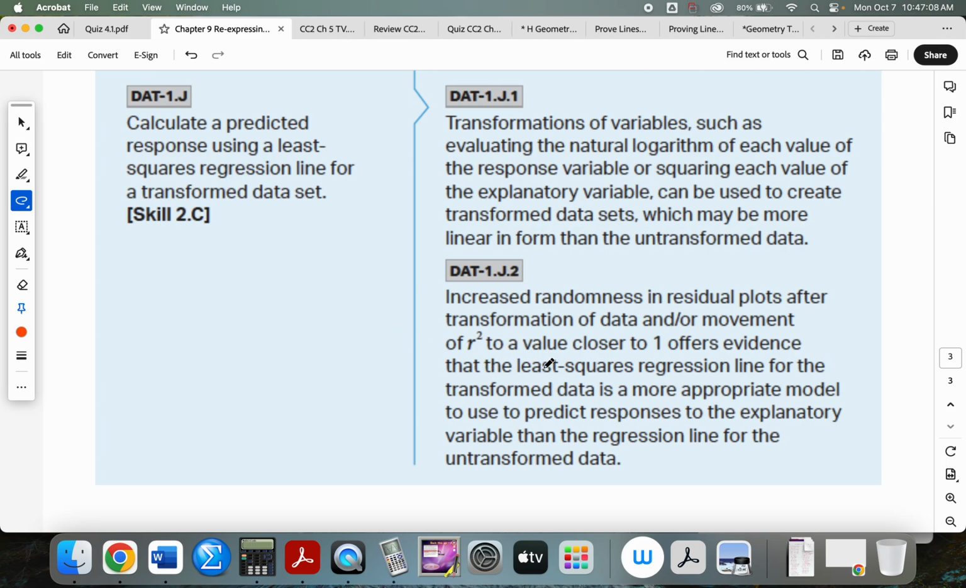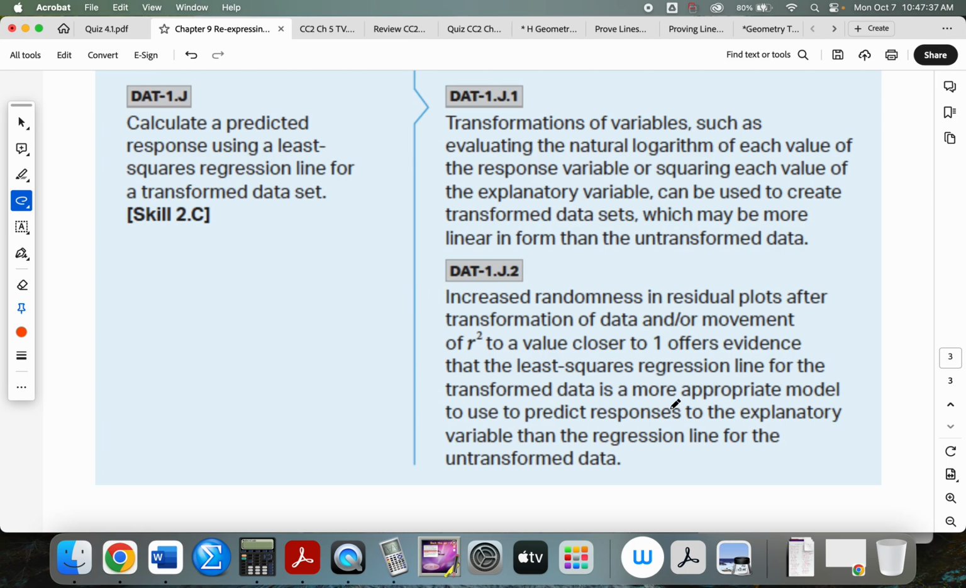Or if you get an R squared value closer to 1 or to -1, that offers evidence that a least squares regression line for the transformed data is a more appropriate, not perfectly appropriate, but more appropriate model to use to predict responses to the explanatory variable than the regression line for the untransformed data.